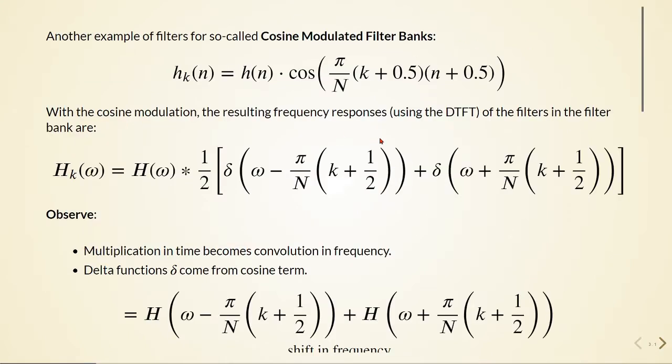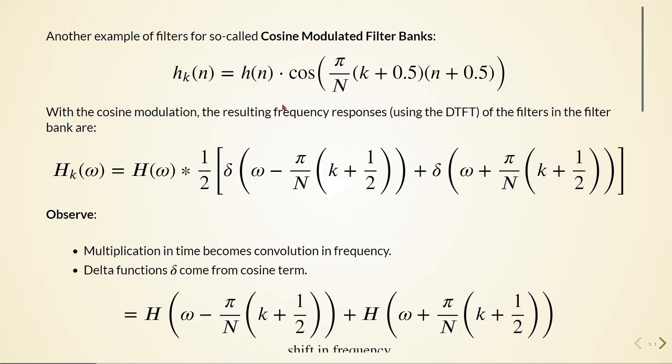So another example of filters for the so-called cosine modulated filter banks is given here, and we've seen that we can have this window function and then this modulating function. With the cosine modulation, the resulting frequency response, using the DTFT of the filters in the filter bank, is given here. So this is the resulting frequency response from these impulse responses given here.